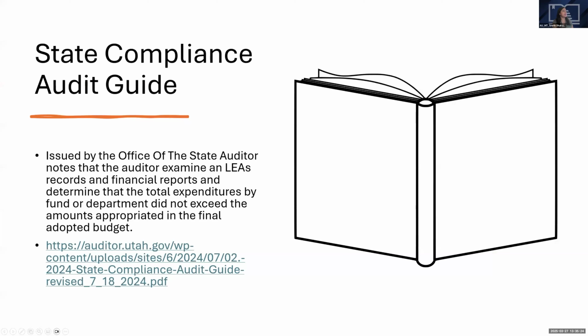And moving on to the next slide. The state compliance audit guide issued by the Office of the State Auditor has a section on budgetary compliance that notes that the auditor, as part of the audit procedure, examines and analyzes records and financial reports and determines that the total expenditure by fund or department did not exceed the amounts appropriated in the final adopted budget.